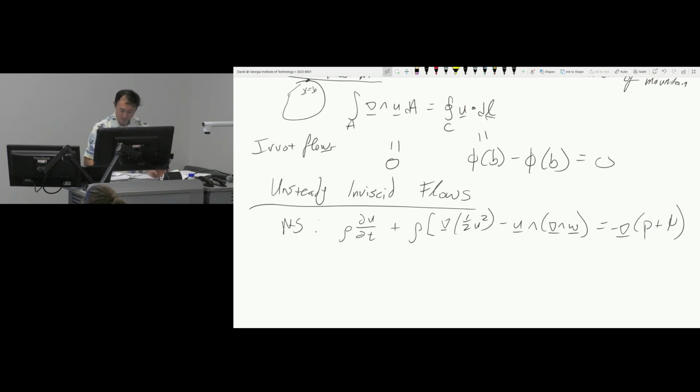All right. Where psi is the body force. This is a Navier-Stokes equation. I just put the body force on the right. Okay, Navier-Stokes equations for inviscid flows. Of course it's inviscid because I don't have the viscosity.